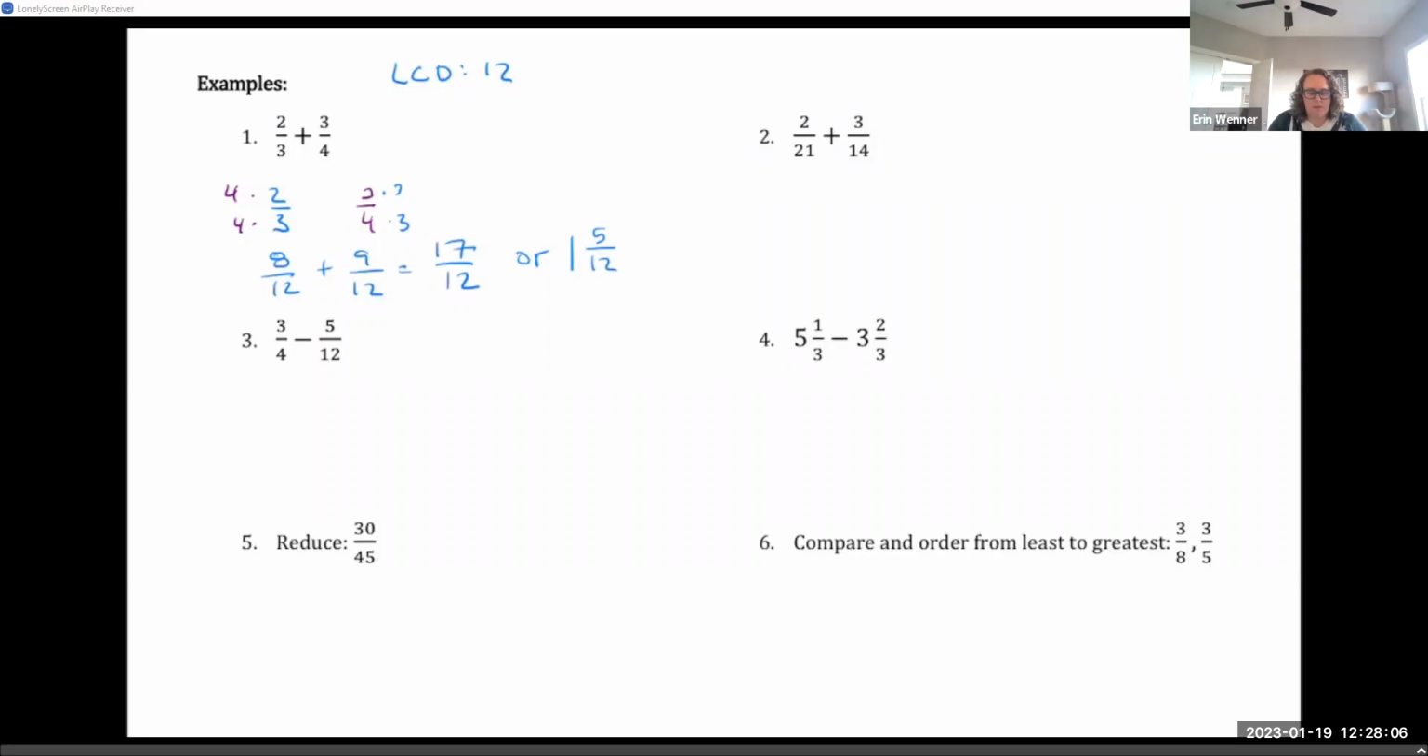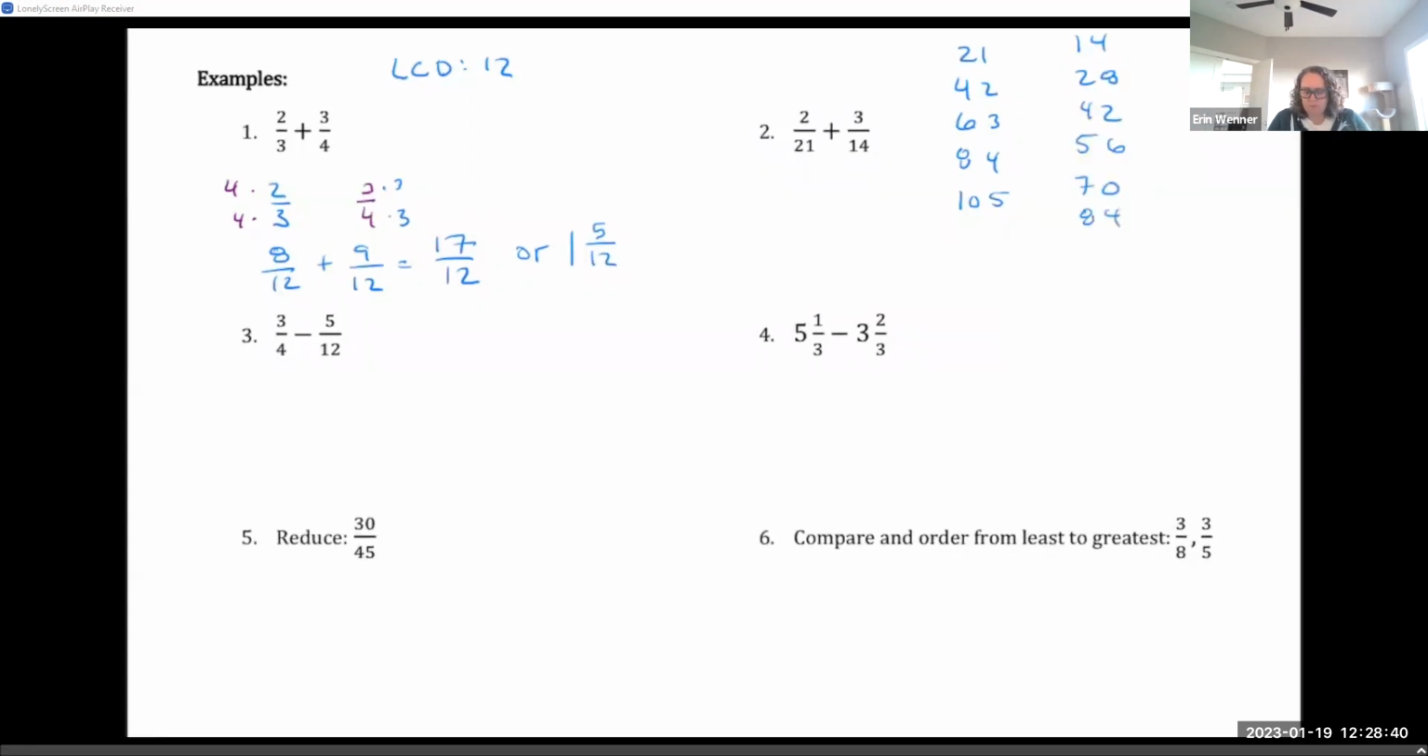Okay, so let's think about these numbers, 21 and 14. We could list out the multiples of these. So we have 21, 42, 63, 84, 105, and we could keep going with 21. Look at 14, we've got 14, 28, 42, 56, and then 70, I think, yep, 84. So eventually we can see that there is more than one common multiple for both of them, right? But the smallest one is going to be 42.